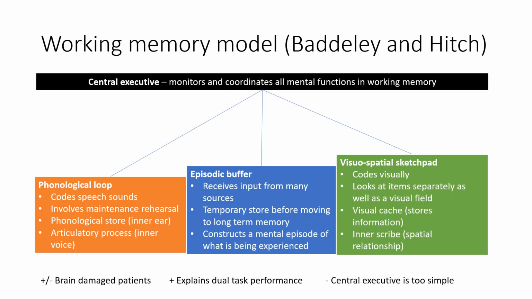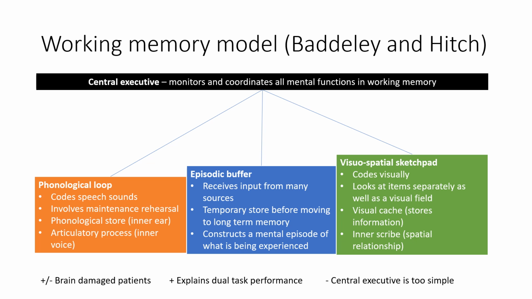Looking at the working memory model by Baddeley and Hitch, it starts off with the central executive, which is the main hub of memory, which monitors and coordinates all mental functions in the working memory. I will mention the working memory model focuses purely on short-term memory. So you've got the phonological loop, which codes speech sounds, involves maintenance rehearsal, and has two parts: the phonological store, which is basically the inner ear, and the articulatory process, which is the inner voice.